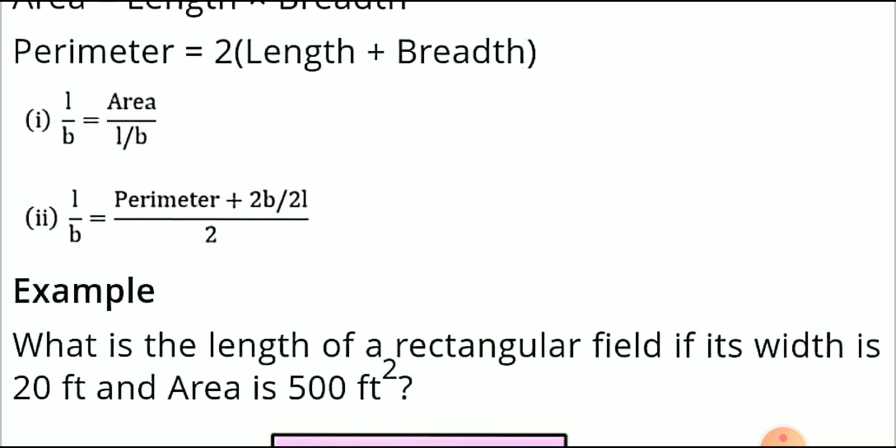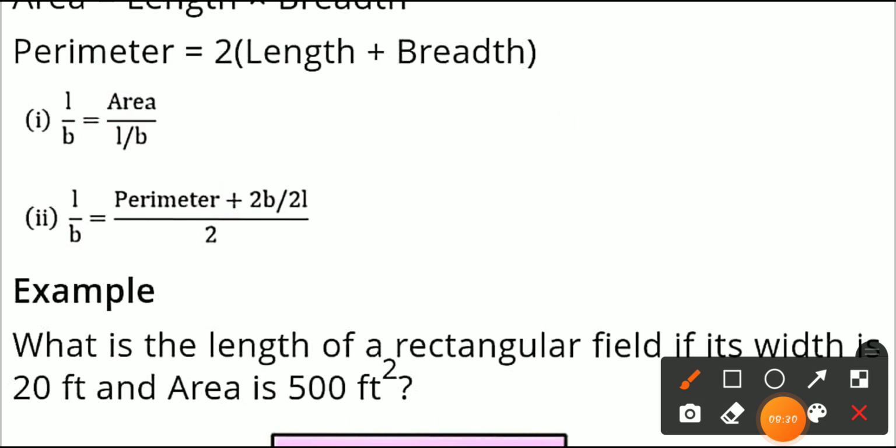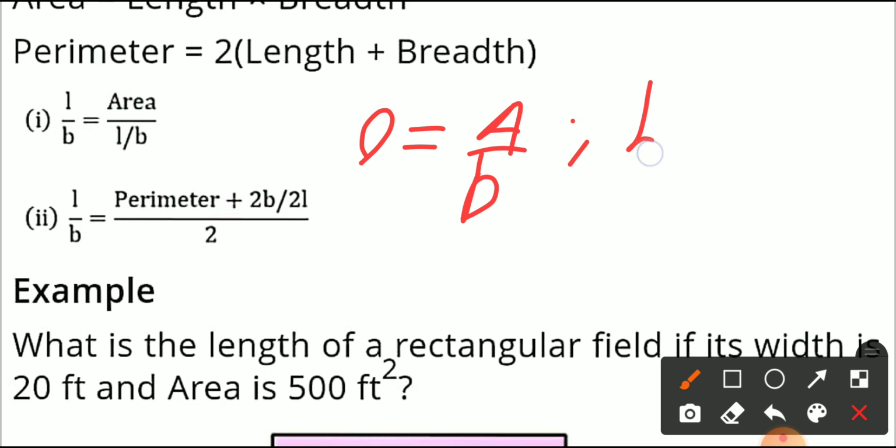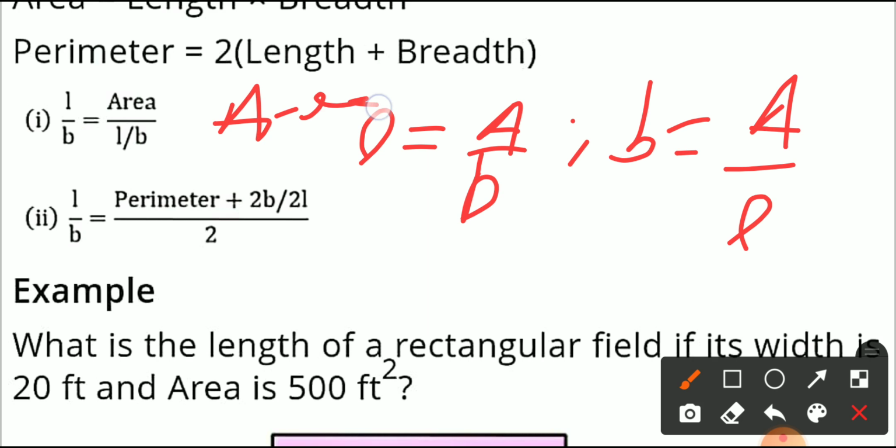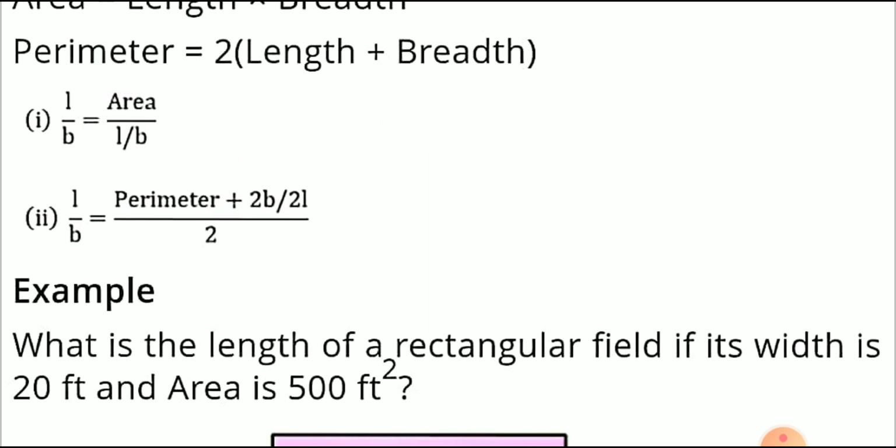So this is the formula to calculate length or breadth when we have area. If you need to calculate the length, the formula becomes L equals area upon breadth, and if you want to calculate breadth, the formula becomes area upon length. That is in case the area is given, not perimeter.